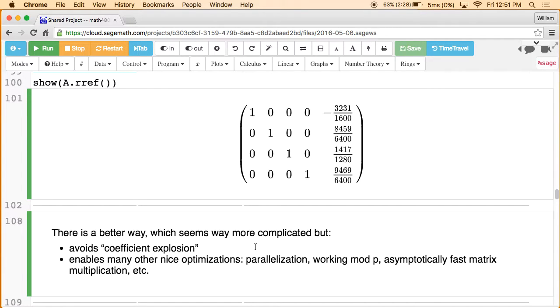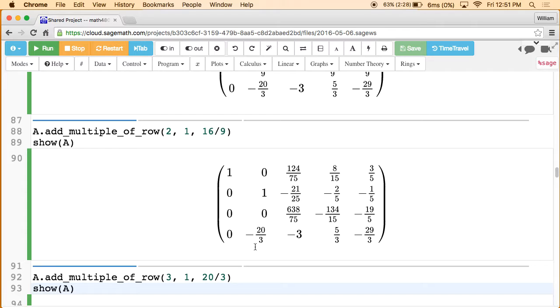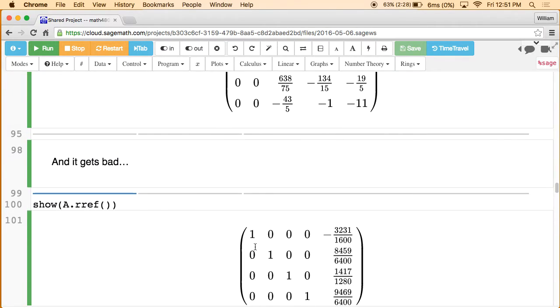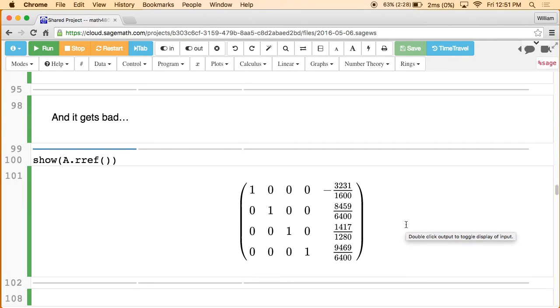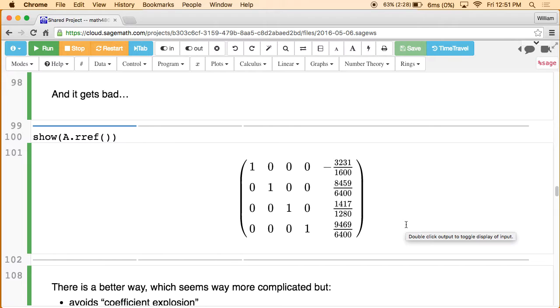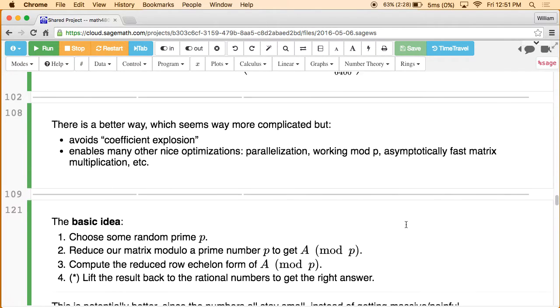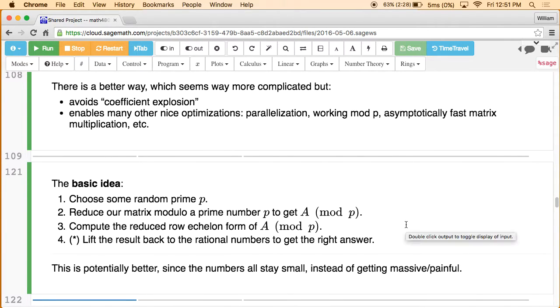So it's kind of disturbing that you do all this work along the way with these huge numbers, and then they all go away at the end. Wouldn't it be nice to just get directly to this, somehow without all the big numbers in the middle? So that's what motivates this idea of multimodular algorithms.